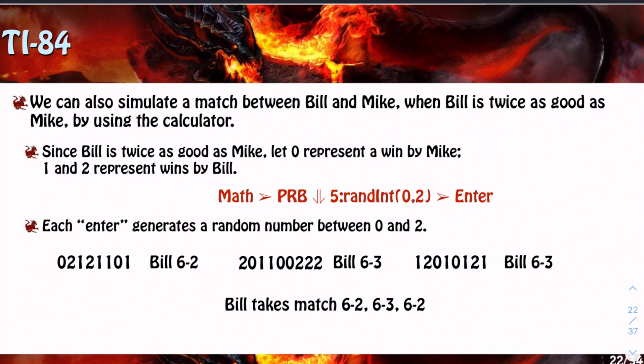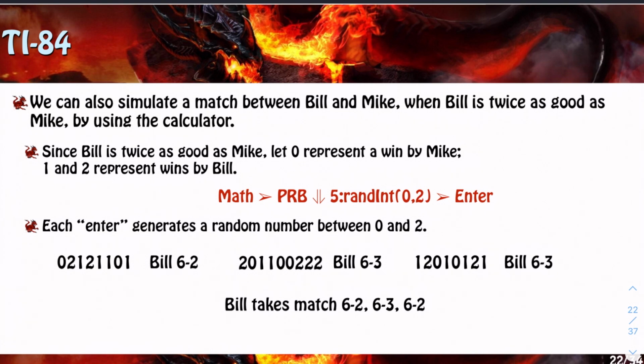Now, that's not the only way that we can run these types of simulations. You also can use your calculator. If we wanted to use our random integer calculation on your TI-84, you can hit Math, Probability, then go to RandInt, and we want 3 numbers. We want 2 to 1. So let's just use 0, 1, and 2.